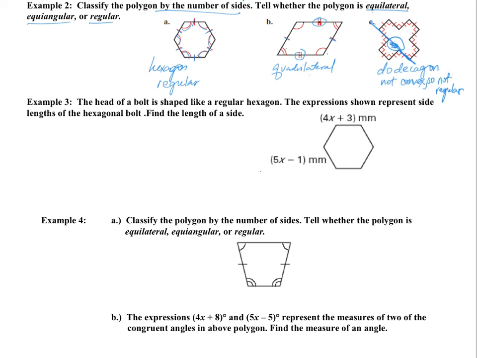Example 3. The head of a bolt is shaped like a regular hexagon. The expressions shown represent the side lengths of a hexagonal bolt. Find the length of a side. So since this hexagon is regular, I'm going to set two sides equal to each other. So 5x minus 1 equals 4x plus 3. Then x equals 4. So I can take any of these expressions. I'll take 5x minus 1, so that'll be 20 minus 1. So one side is 19 millimeters.